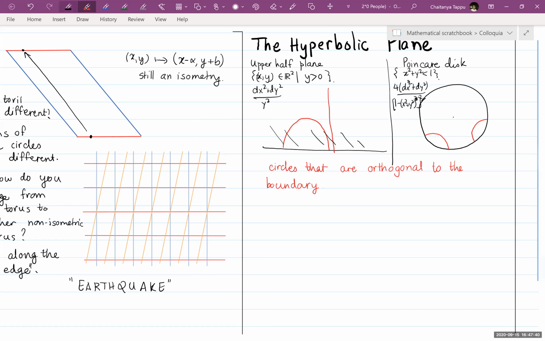So let me call the hyperbolic plane H2, and the upper half plane and Poincare disk are two charts on H2, and the boundary of the hyperbolic plane is this. In the upper half plane model, it is the real line union one point at infinity, and in the Poincare disk model, the boundary is the circle S1.